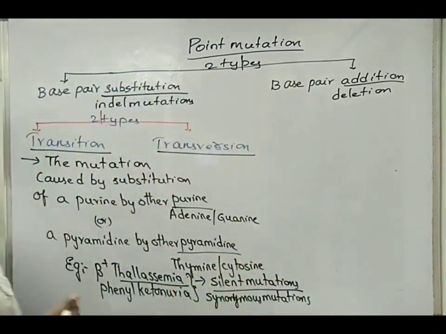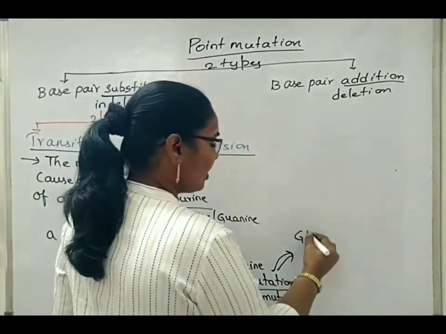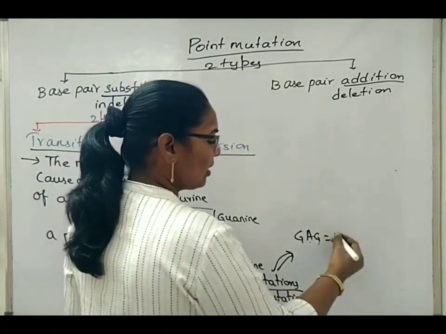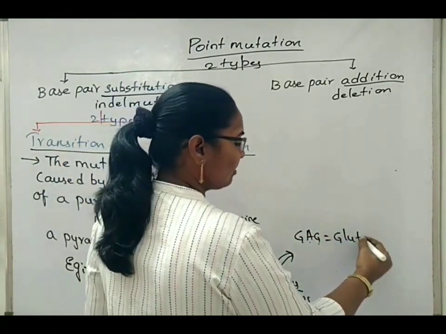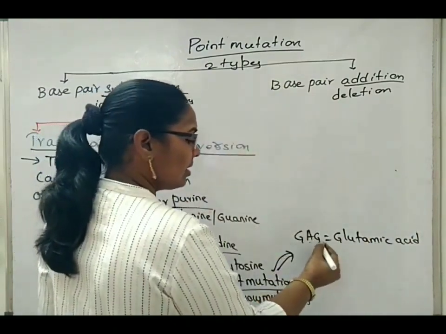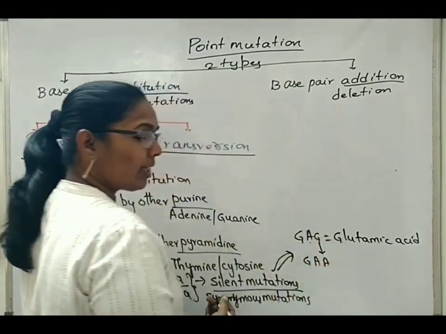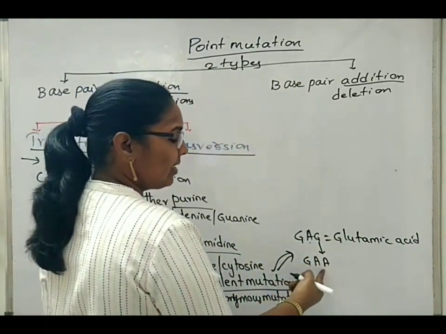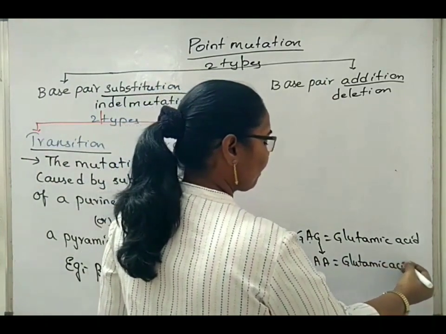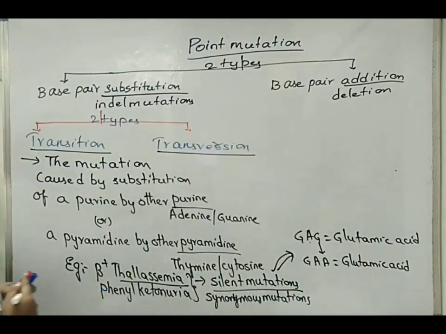Now, as an example for silent mutations, we can write GAG as one codon sequence, guanine, adenine, guanine, that is coding for the amino acid glutamic acid. Here, a purine is replaced by another purine during the mutation and it gives another codon sequence, that is guanine, adenine, adenine. It also codes for glutamic acid only. Such type of mutations are given the term silent mutations.